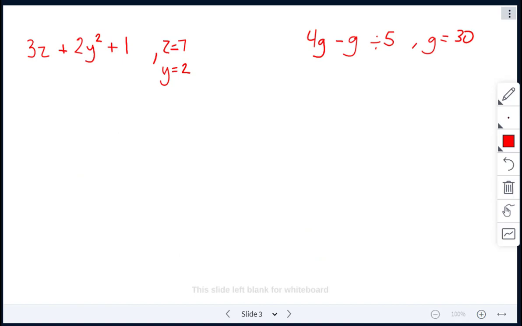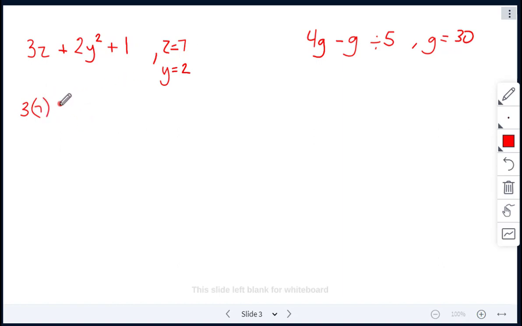So we have 3z plus 2y squared plus 1. All right, and only the y is being squared here, right? This exponent is only for the y. So let's start our substitution. So we have 3z. So open up a bracket for z. Z is equal to 7.